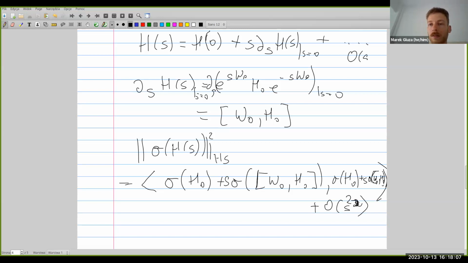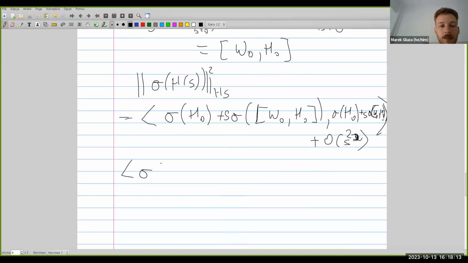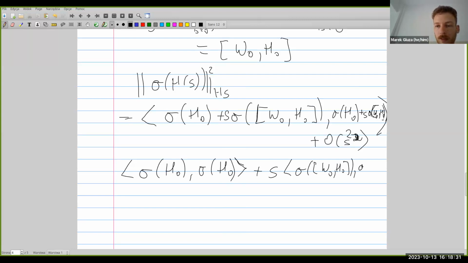Because this stuff is all of s to power 2, I'm neglecting those, I'm not making them explicit. So now if I expand this, I get h0 sigma h0, which is a good thing, plus s scalar product sigma w0 h0 comma sigma h0, plus the swap edge, this, plus s squared, and then I have something plus O of s squared. So s squared would be taking the bracket with the bracket, but that's higher order.